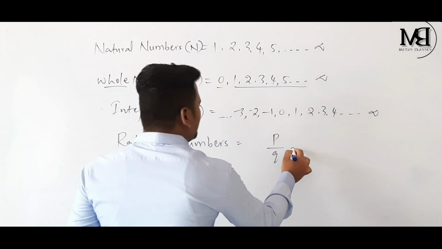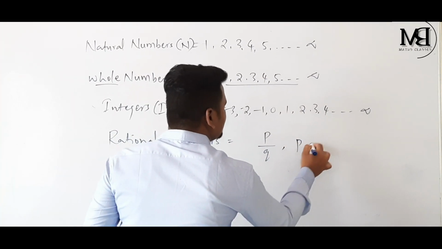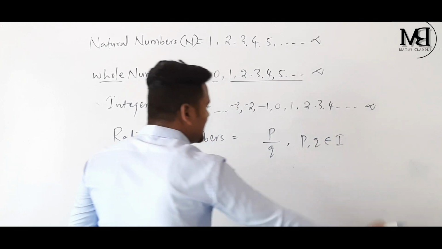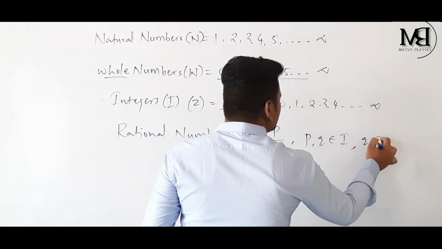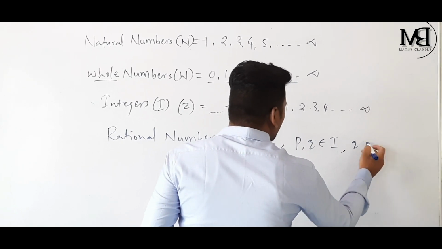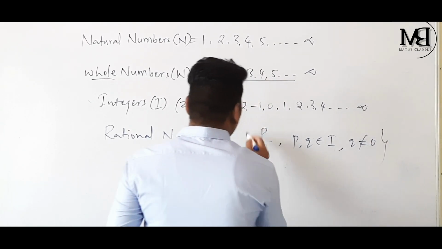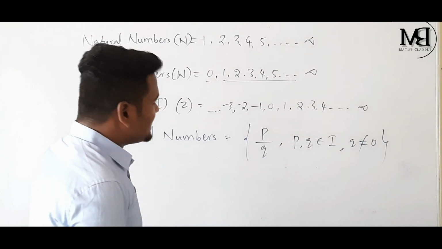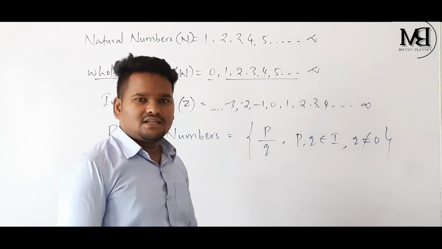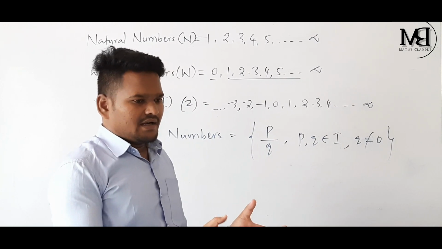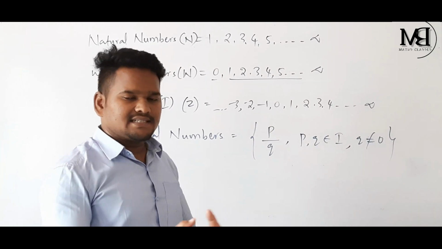Rational numbers are the numbers in the form of p by q, where p and q are integers, and q must not be equal to 0. Because if you take the divisor as 0, it is meaningless. We cannot divide by 0 here. It is undefined.